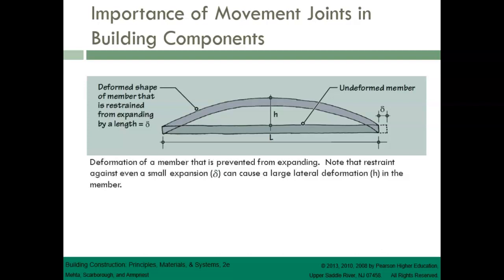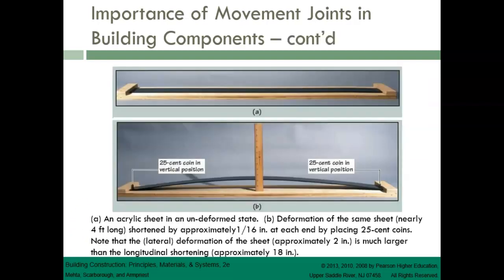When a material is restrained and not allowed to move, even the smallest expansion can cause large lateral deformation in the member. Note that when placing two 25-cent coins, one at each end of the acrylic member, the amount of deformation is equal to approximately 2 inches. It is much larger than the longitudinal shortening by approximately 1/8 of an inch.